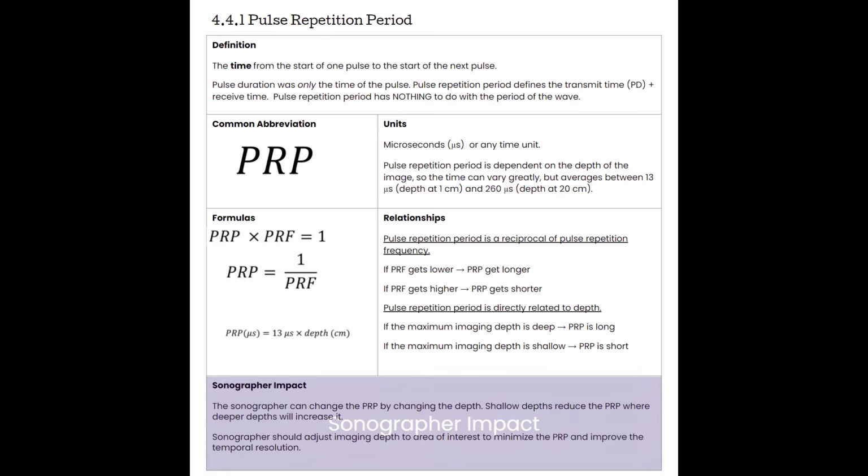If the maximum imaging depth is shallow, then our PRP is going to be short because there's less waiting. As a sonographer, you're going to have a huge impact on pulse repetition period, and you do this by changing the maximum imaging depth of the image. Shallow depths are going to reduce the PRP, where deeper depths are going to increase it. As a sonographer, you should always make sure that you are using appropriate imaging depth. That means not having it too shallow where you're cutting important anatomy off, or so deep that we're practically imaging into the table. Balancing your depth is very important for improving temporal resolution.